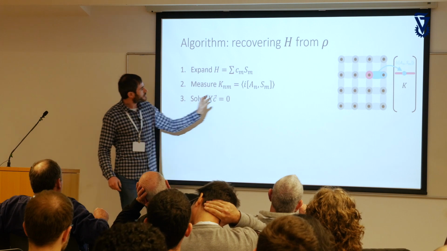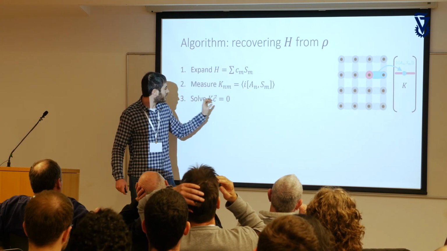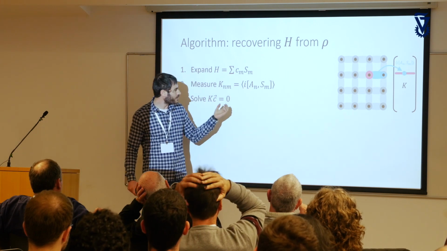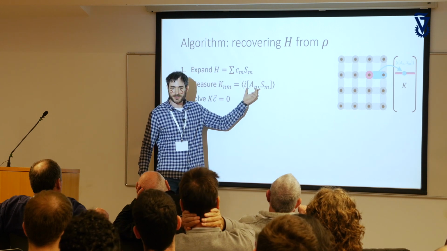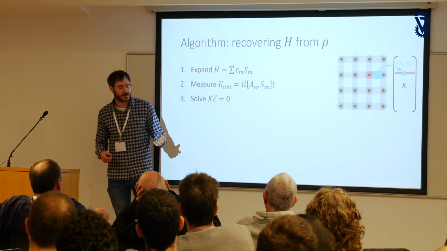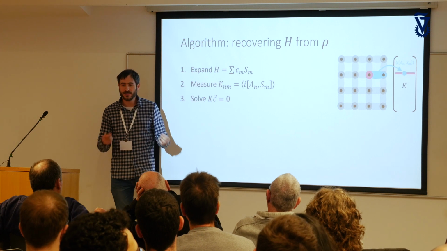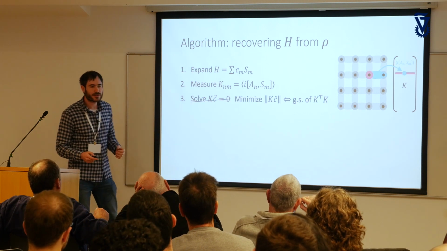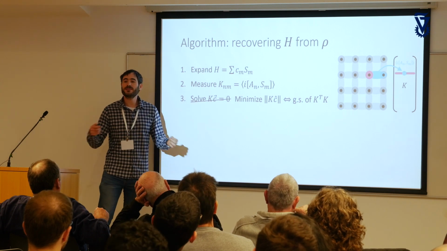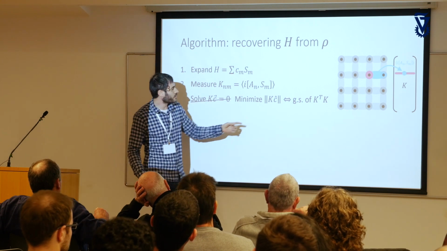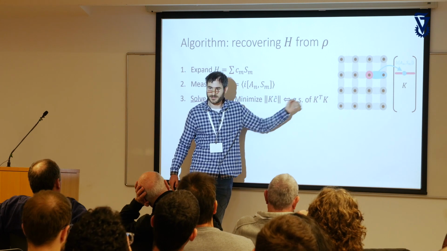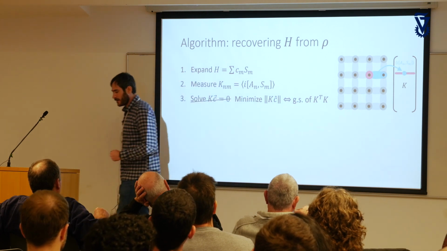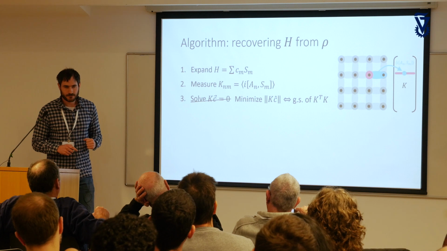So we measure this matrix of commutators. We solve a linear equation. Well, in practice, we cannot measure these commutators to an arbitrary accuracy, so our equation won't have an exact solution. So instead, we look for the Hamiltonian which violates the least constraints. That's the lowest eigenvector of this matrix, and this is our guess for the Hamiltonian.